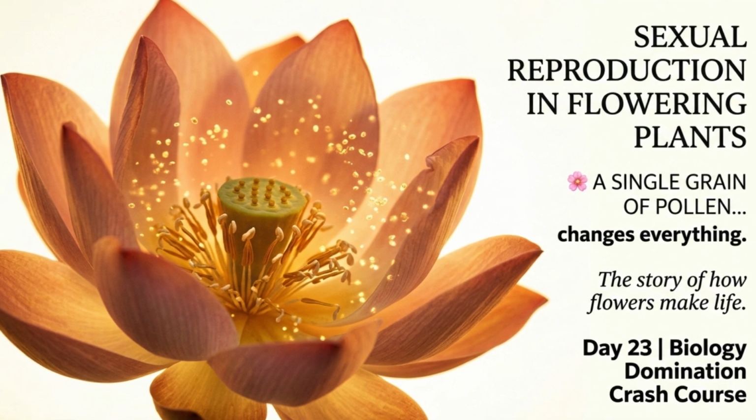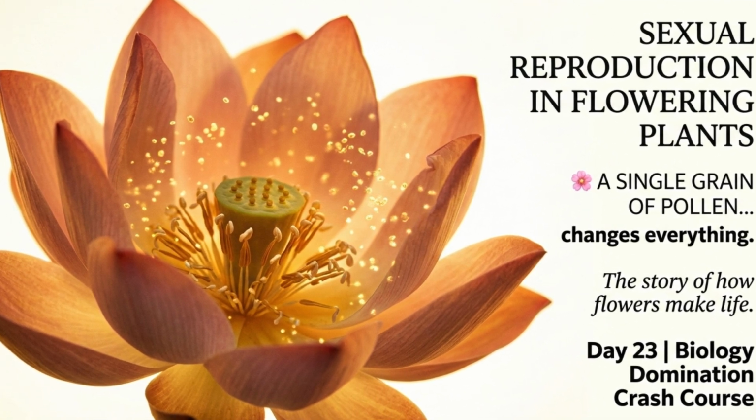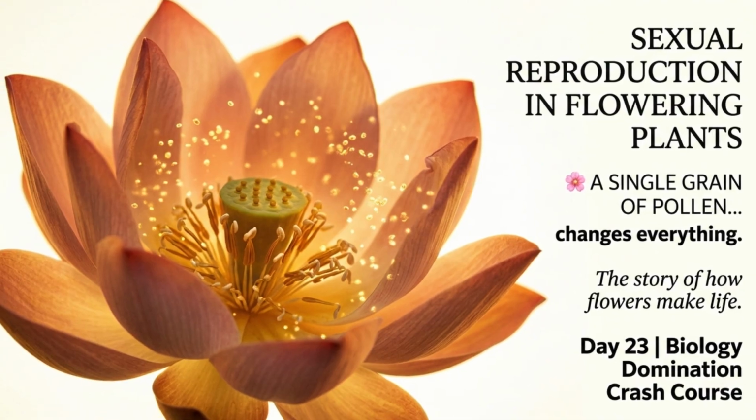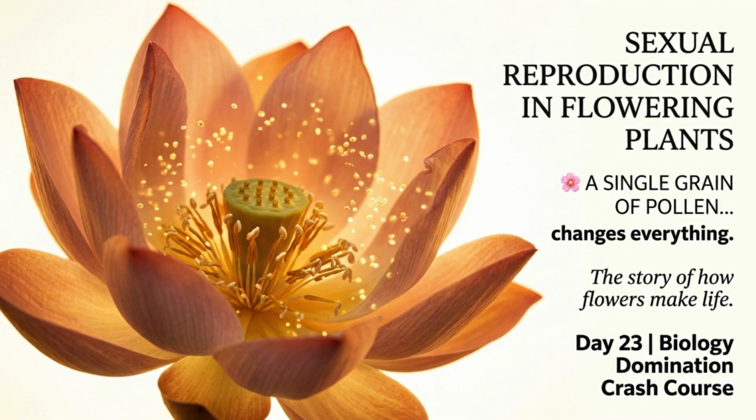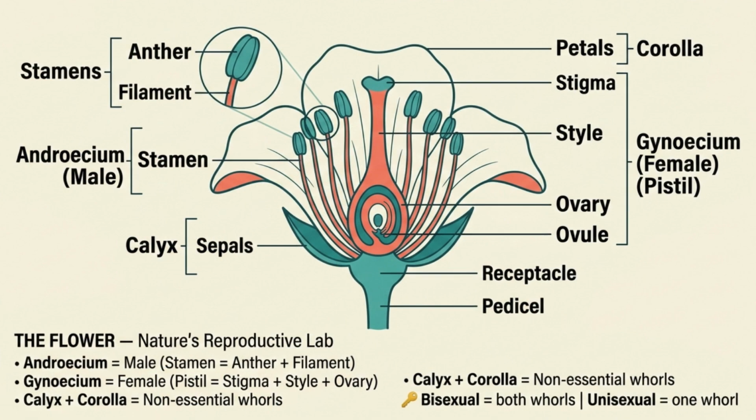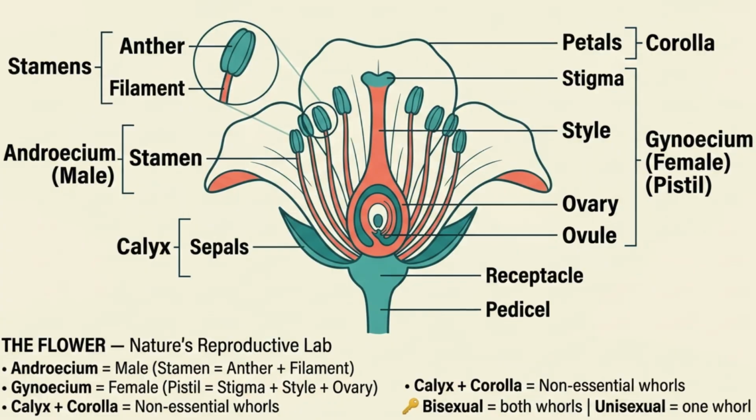Inside every flower is one of nature's most precise mechanisms, a process so intricate that NEET asks about it every single year. Today, we decode sexual reproduction in flowering plants, the entire chapter, so that every question becomes a guaranteed mark. Let's begin. The flower is not just beautiful, it is a reproductive machine.